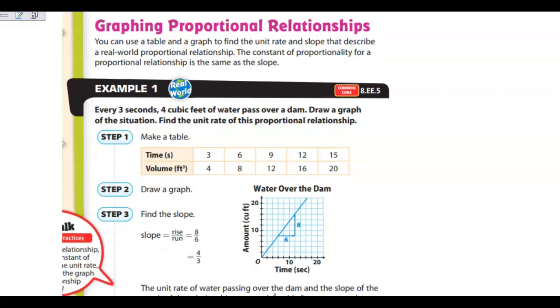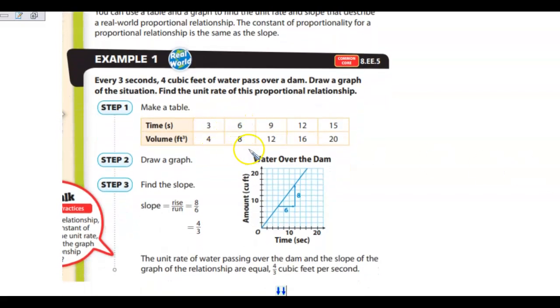So what they did is they tracked in so many seconds how many cubic feet of water passed over the dam. So at 3 seconds, they figured that it was 4 cubic feet. At 6 seconds, 8 cubic feet had gone over. At 9 seconds, 12 cubic feet had gone over, and so forth. Then they took this information, because seconds is my x value and cubic feet is my y value, and they graphed them. So at (3, 4), there's a point, and at (6, 8), there's a point, and so forth. And then they wanted us to find the slope.